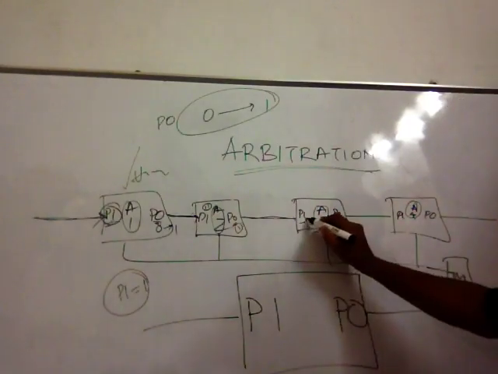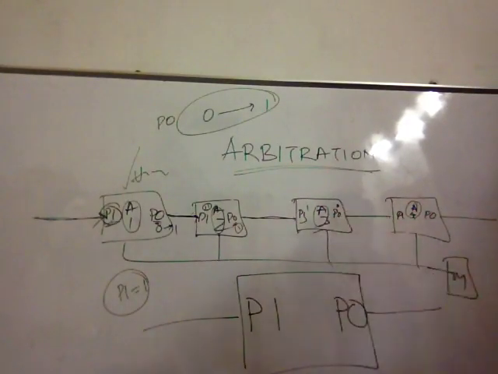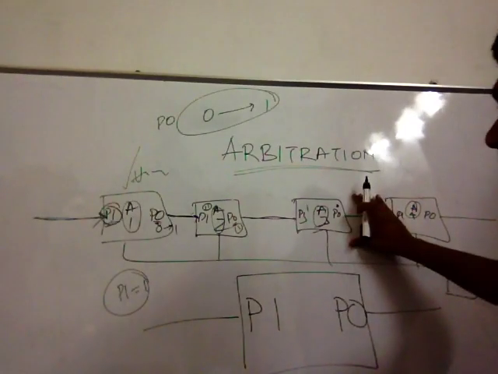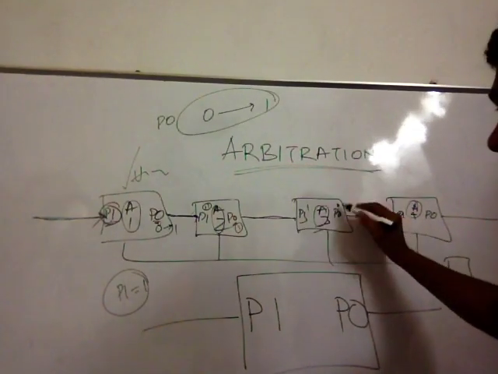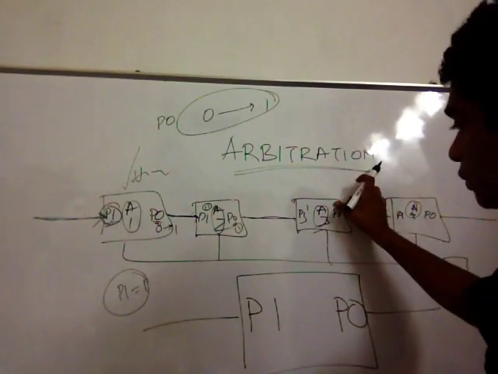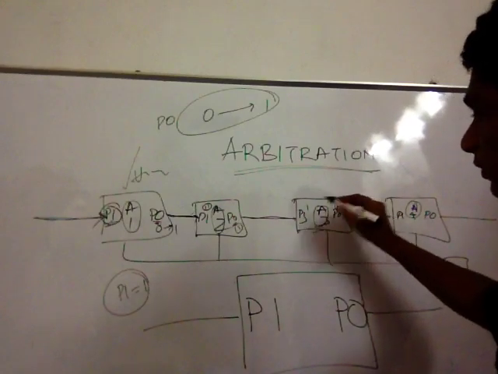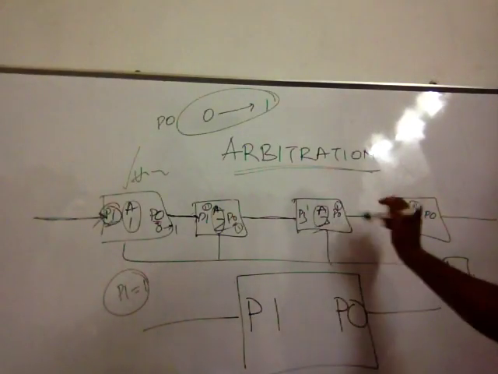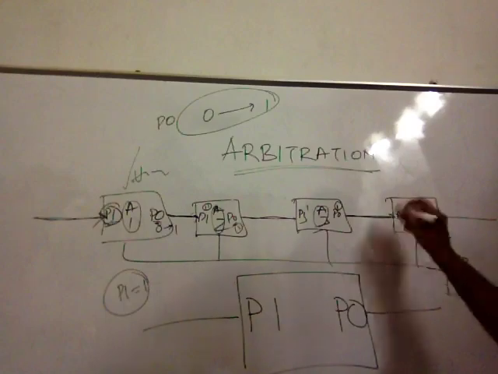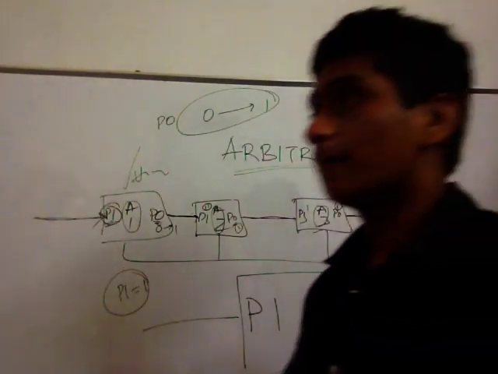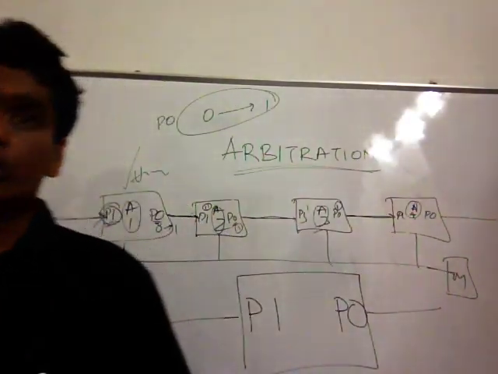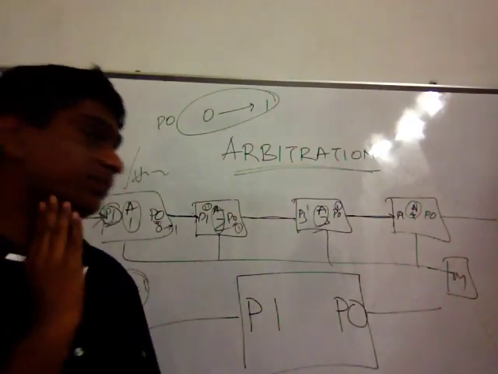Now this PI value will be 1 and this PO value will be 0. However, if it is using the bus, it will be 0. But if it is not using it, the PO value of this processor will become 1 and the control will move on to the next arbiter. This is how the daisy chain or the serial arbitration works.